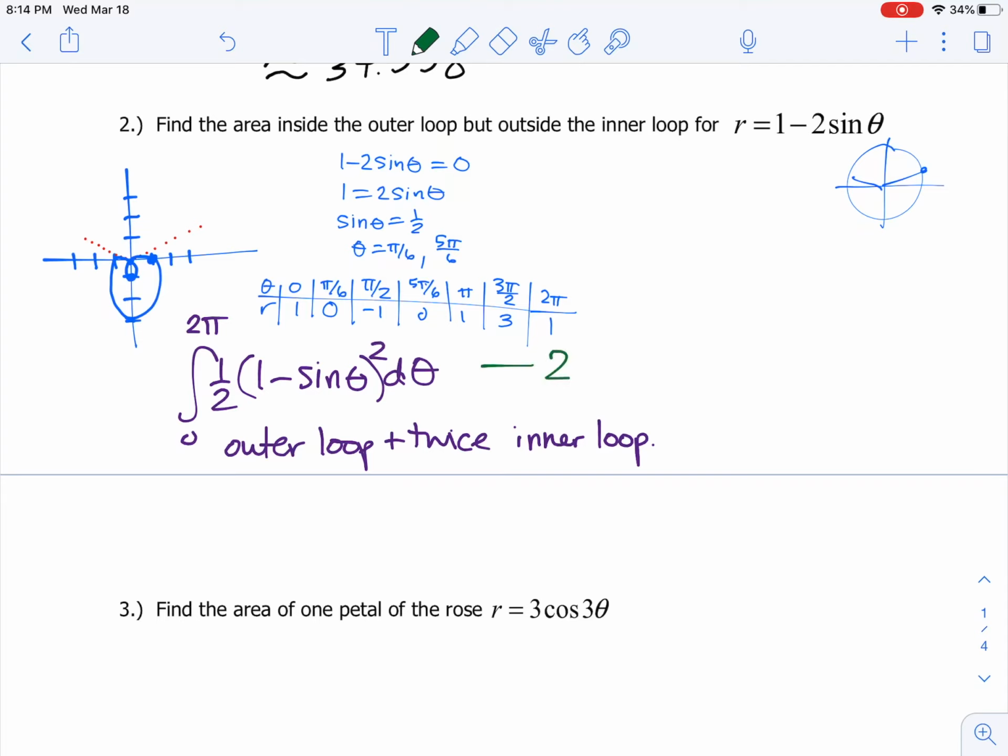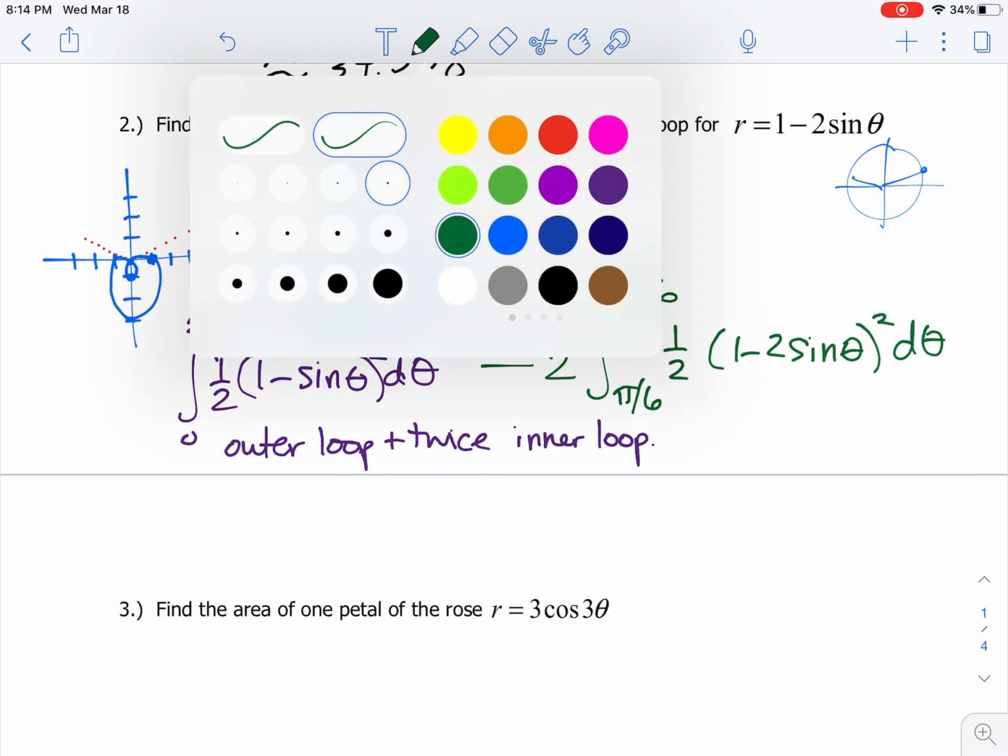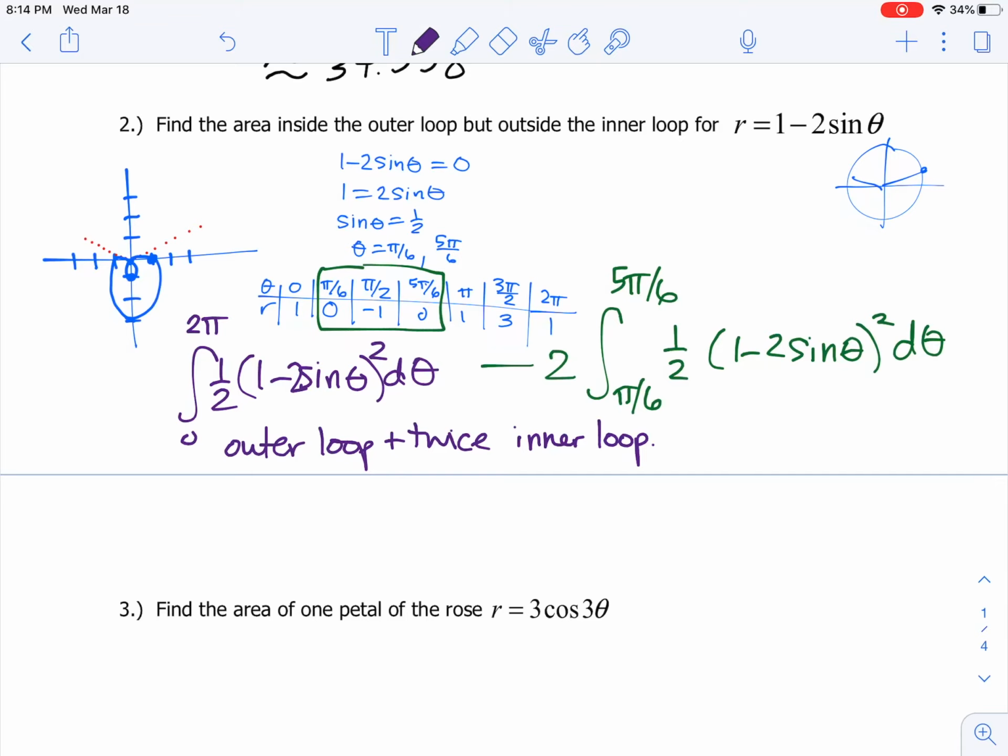I'm going to subtract 2 times the integral from pi over 6 to 5 pi over 6, because that's when I was drawing that inner loop, was really in between here, was the part of my table of values drawing that inner loop. 1/2 of 1 minus 2 sine of theta squared d theta. And of course this one was supposed to have a 2 as well. And if I do that on my calculator, I'm going to get about 8.338.